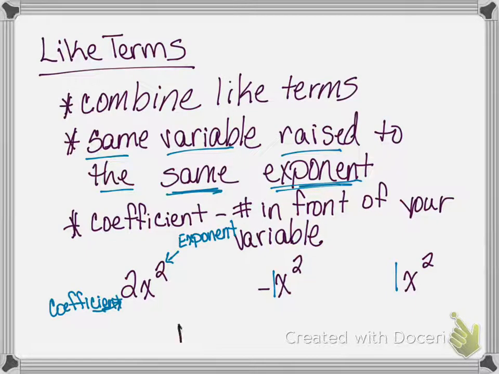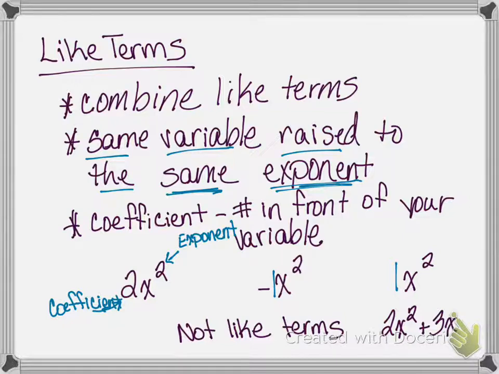An example of two terms that are not like terms is 2x squared and 3x. Those are not like terms. Even though they're the same variable, they're not raised to the same exponent.